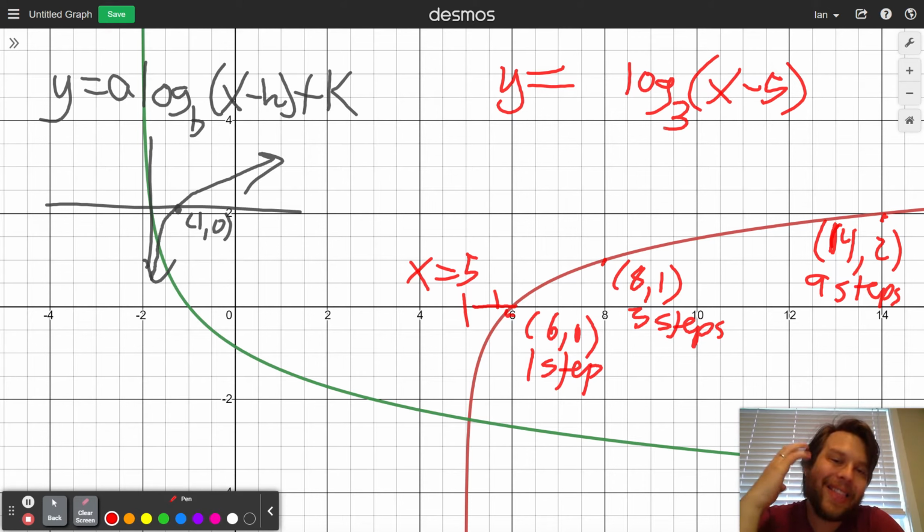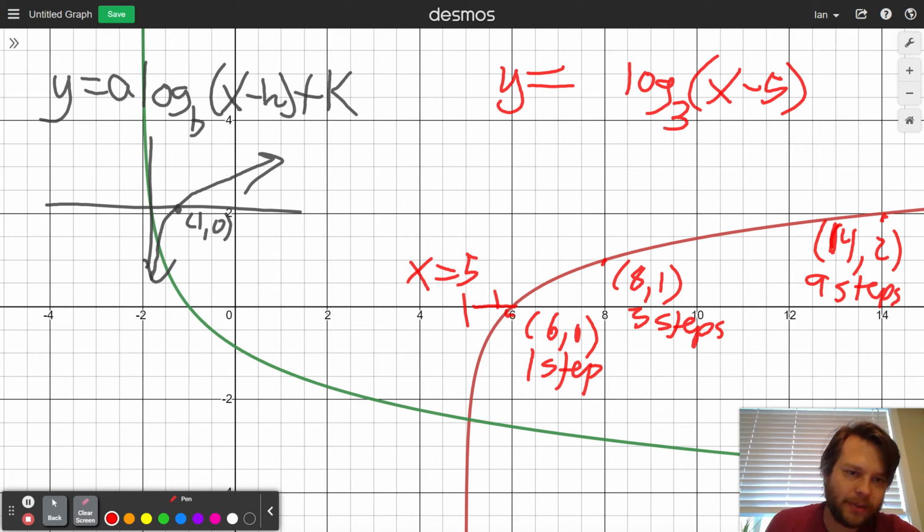And in fact, that's all we need to do here. Now, how do I know that's all we need to do? Because it wasn't flipped over. It's pointed in the right direction. It's going up and to the right. And if I actually plug in my numbers, 6 minus 5 gets me 1 step. The log of 1 is 0. That works. Let's try another point.